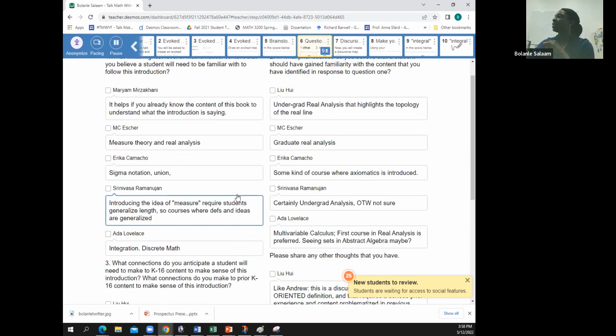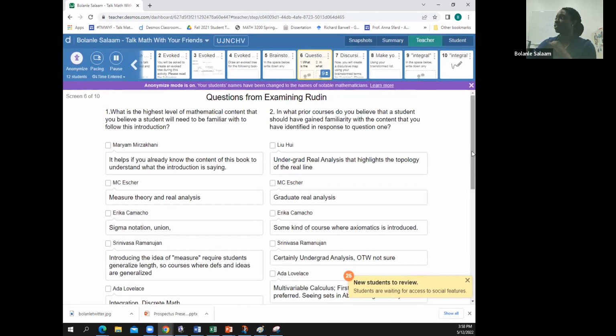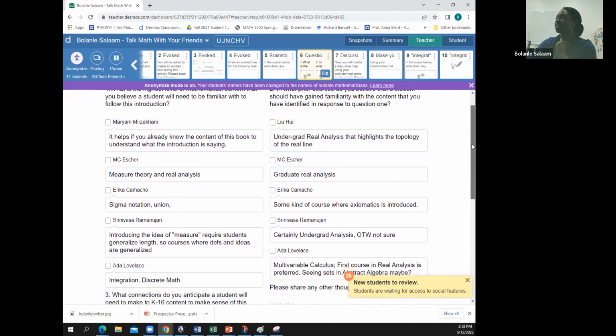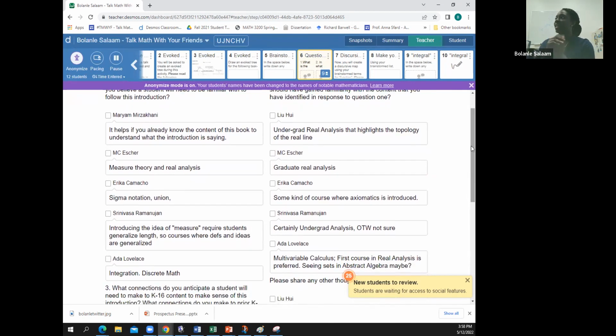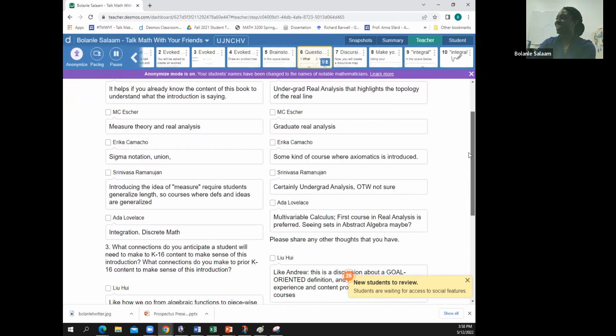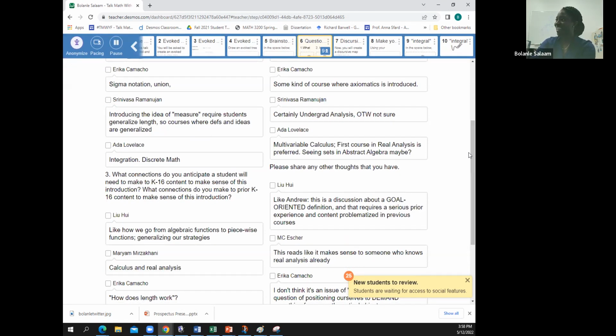In what prior courses do you believe a student should have gained familiarity with the content that you identified in question 1? Undergraduate real analysis that highlights the topology of the real line, great. Graduate real analysis, some course where axiomatics are introduced. Certainly undergrad analysis. Multivariable calculus. The reason I'm stopping on this answer is that in that passage they start talking about Riemann integrals as something introduced in calculus.